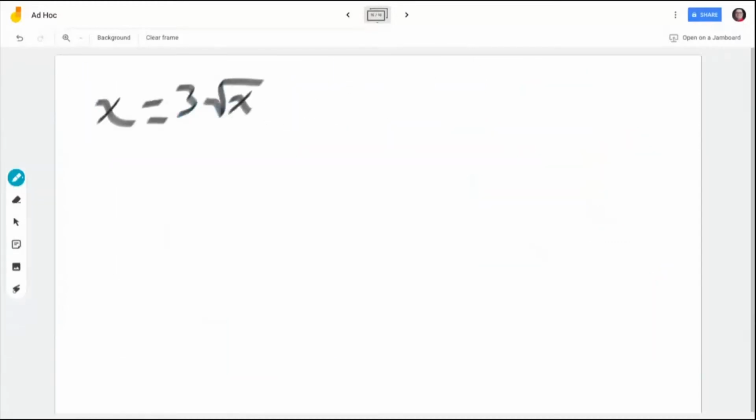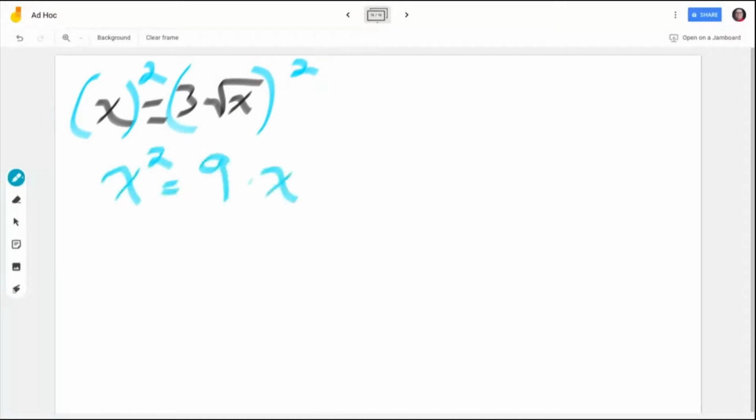And let's look at this one. So we have an x other than the x under the even root, which I believe the first example had as well. But we also have a constant out here as well. So when we square both sides, the square on the right-hand side is going to distribute to the 3 and the x, okay? So what we end up with is x squared is equal to 9 times x.